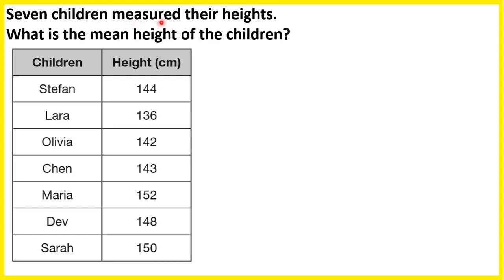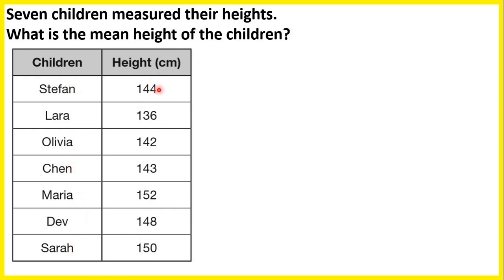7 children measured their heights. What is the mean height of the children? So the mean is the average, and we find the mean by adding up the total of what we have and then dividing by the number of things. So here that means finding the total height in centimetres and then dividing by the number of children.